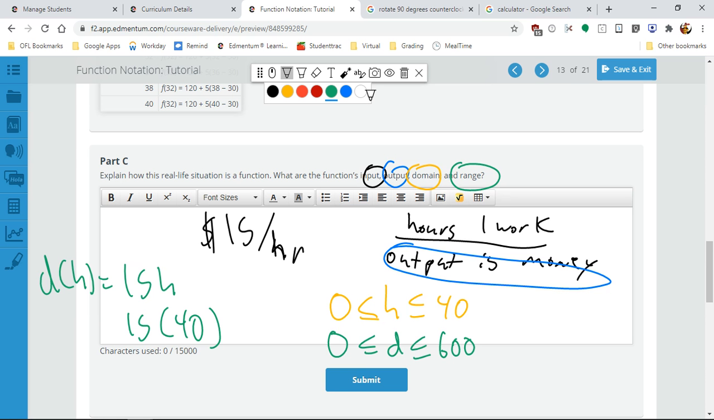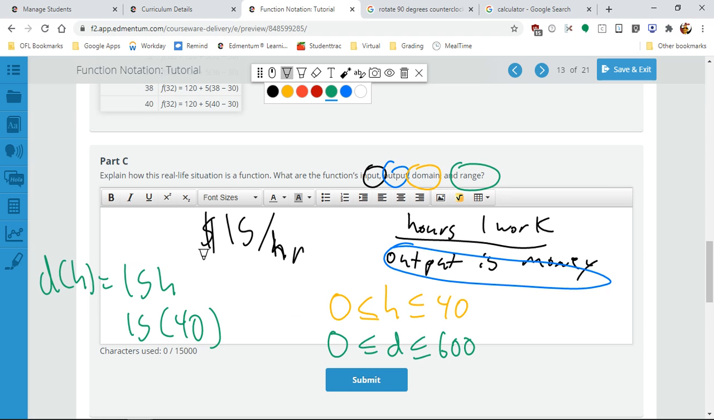So in this case, this alligator is looking for the most amount of money. I could get less money by not working, or maybe if I work 1 hour. And the most amount of money is going to be $600, because I can't work more than 40 hours.